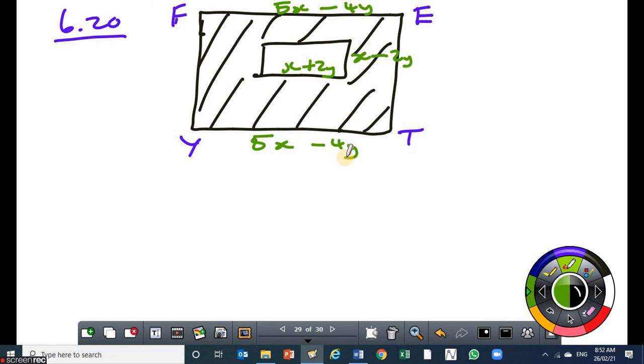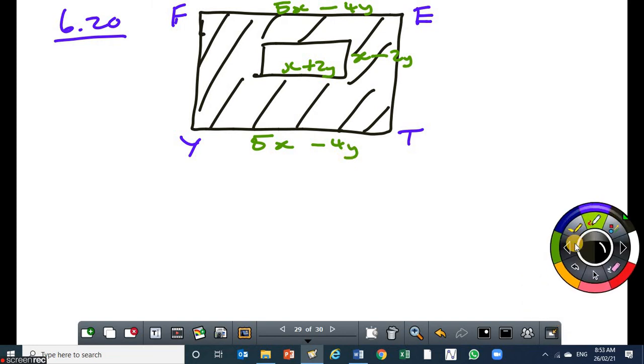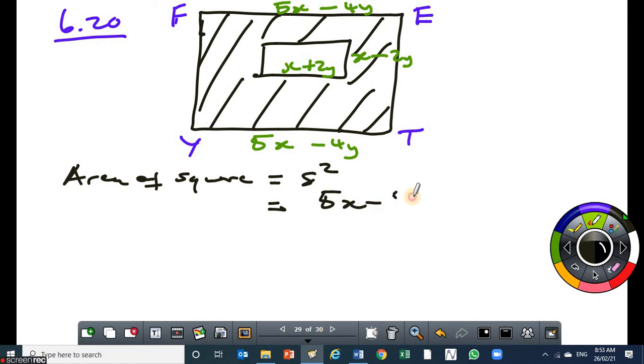Now, what's the basic thing here? Find the area of the square, determine the area of the rectangle, subtract the area of the rectangle from the area of the square. So, it's not complicated. So we'll say area of square is equal to, we can say S squared, from your knowledge of area. Now S squared is going to be 5x minus 4y all squared.